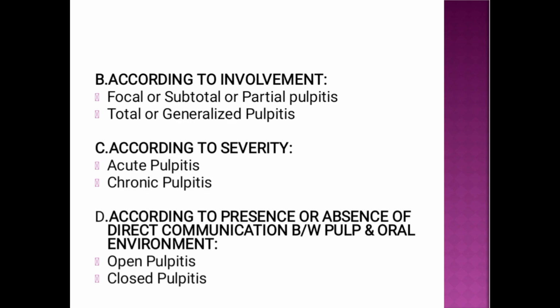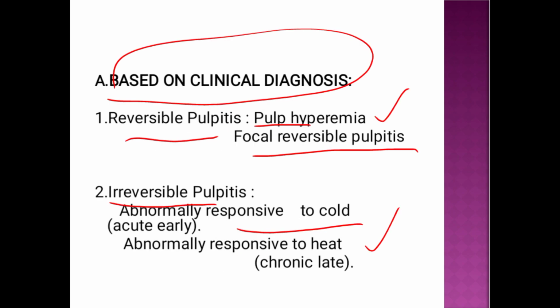According to the involvement, that is how much the pulp is involved, it may be focal, subtotal or partial pulpitis, or generalized pulpitis. According to severity, it comes to chronic and acute. According to the presence or absence of communication between the dental pulp and the oral environment, it will be open pulpitis or closed pulpitis. But in this, I will discuss with you chronic and acute pulpitis according to severity, and according to the clinical diagnosis, which is reversible and irreversible.